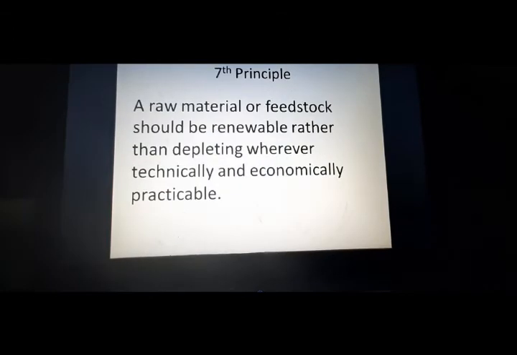Seventh principle, a raw material or feedstock should be renewable rather than depleting wherever technically and economically practicable. So renewable means replenish, mabilis mapalitan. While depleting, mas matagal. Ang sample ng renewable is yung biomass, which is material derived from living organisms. While example naman ng depleting is yung petroleum.